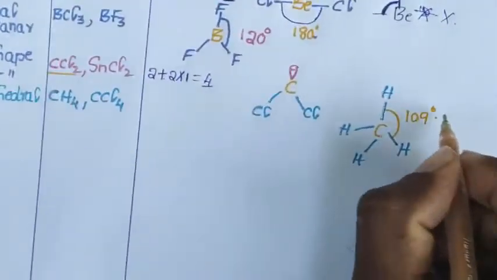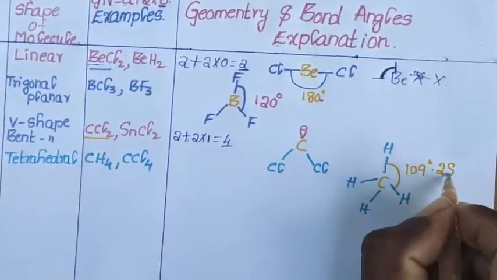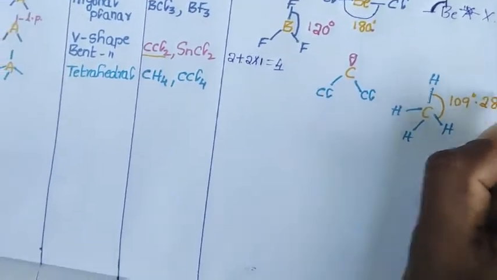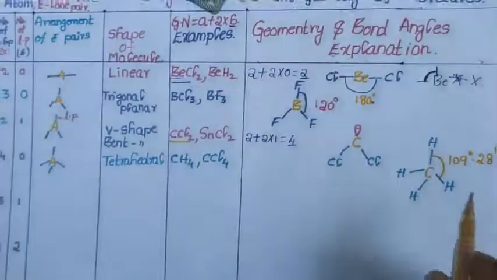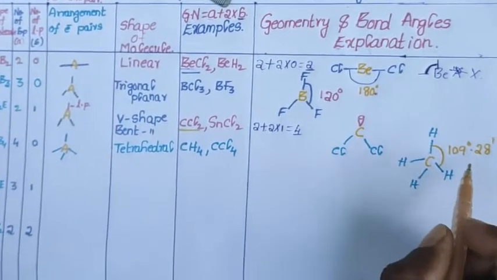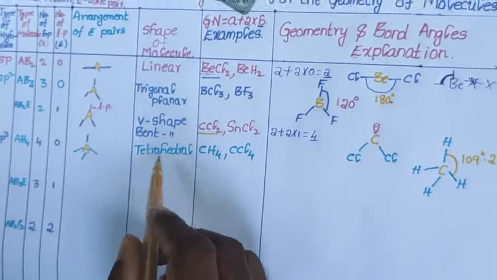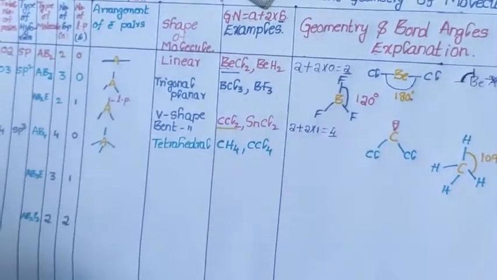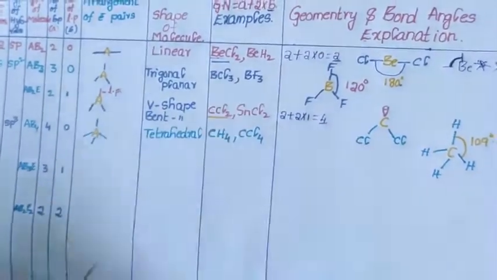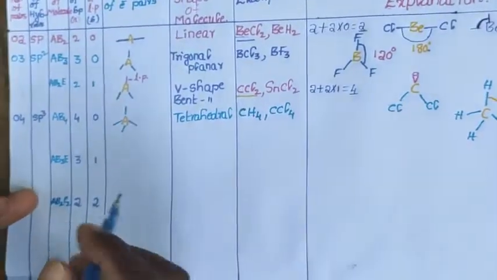109 degrees 28 seconds. What is the bond angle? 109 degrees 28 seconds. The shape of the molecule is tetrahedral. Okay, students. And then let's go to the next type.